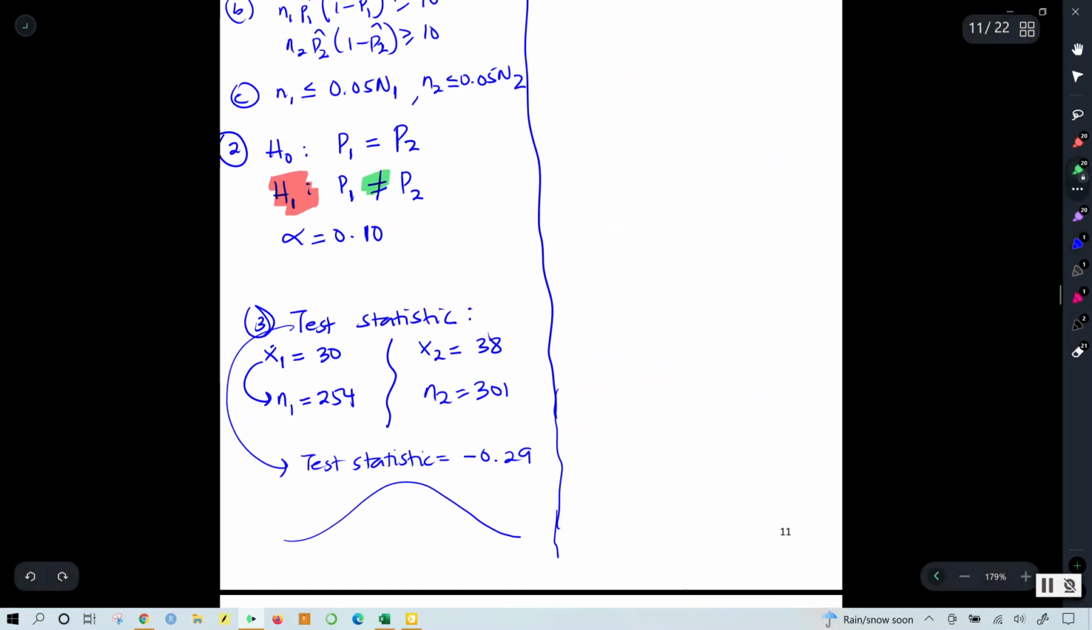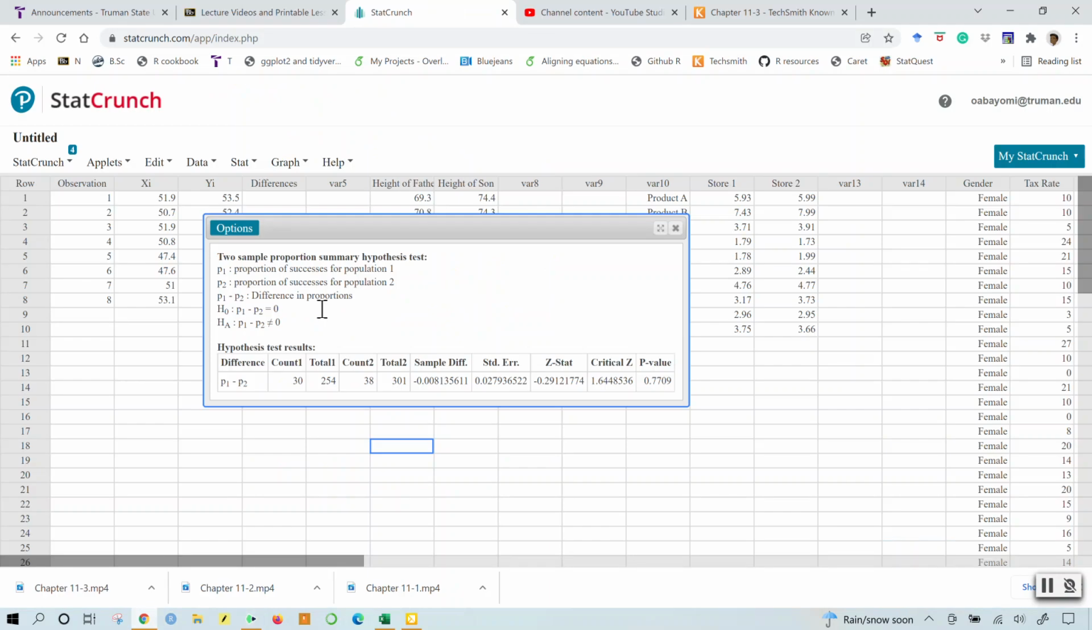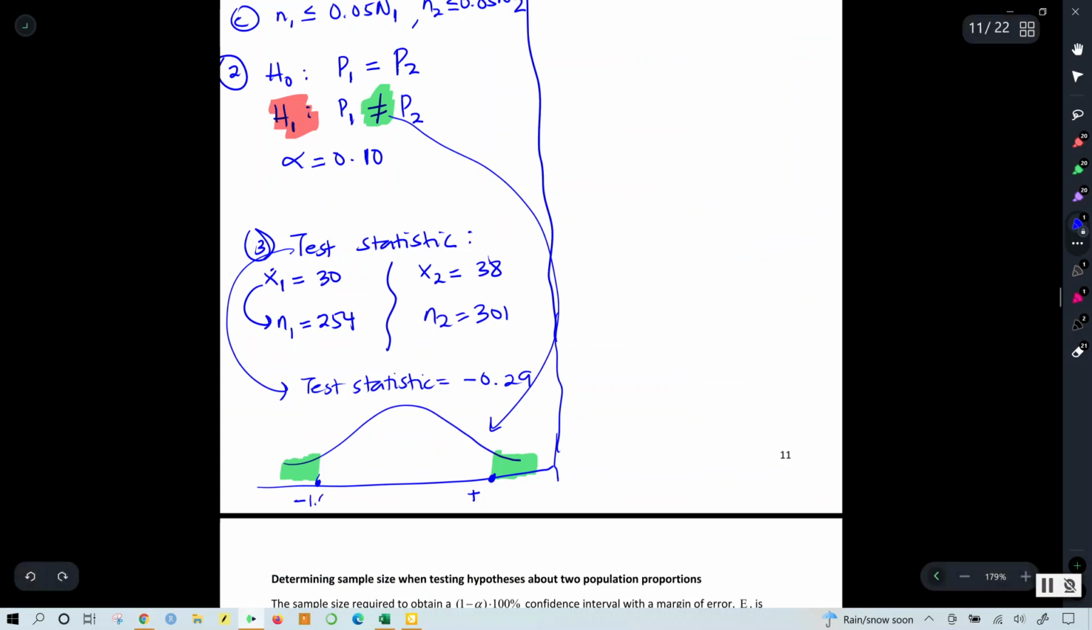Before I continue, still on the test statistic, I'm going to draw my normal distribution. In this case, this is not equal to, which means it can be either less than or greater than. This is a two-tailed test, and the values that cut off the rejection regions are negative and positive for a two-tailed test. So I will go to my critical value. This is 1.645, so I have negative 1.645 here and positive 1.645 here.